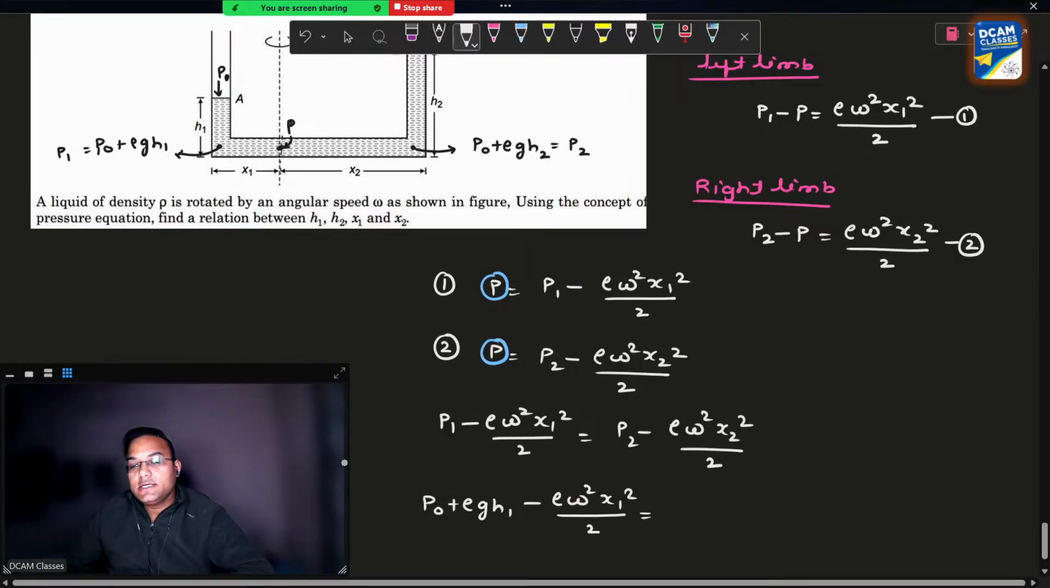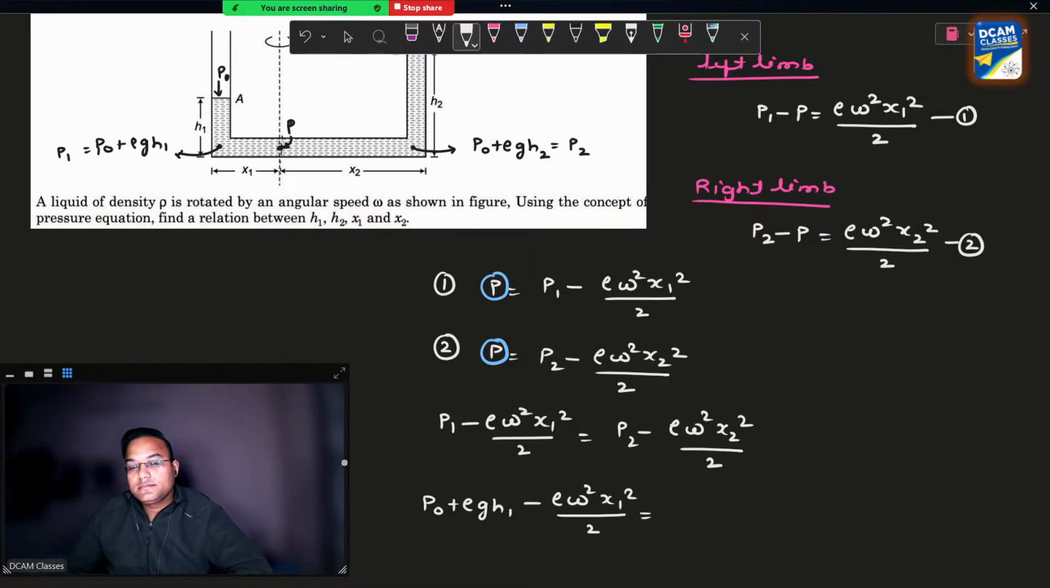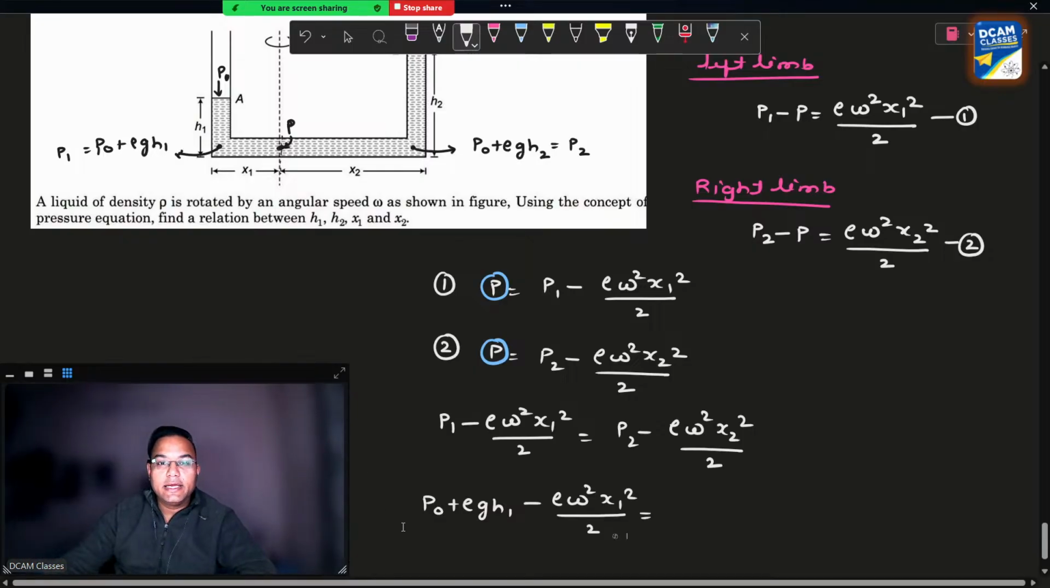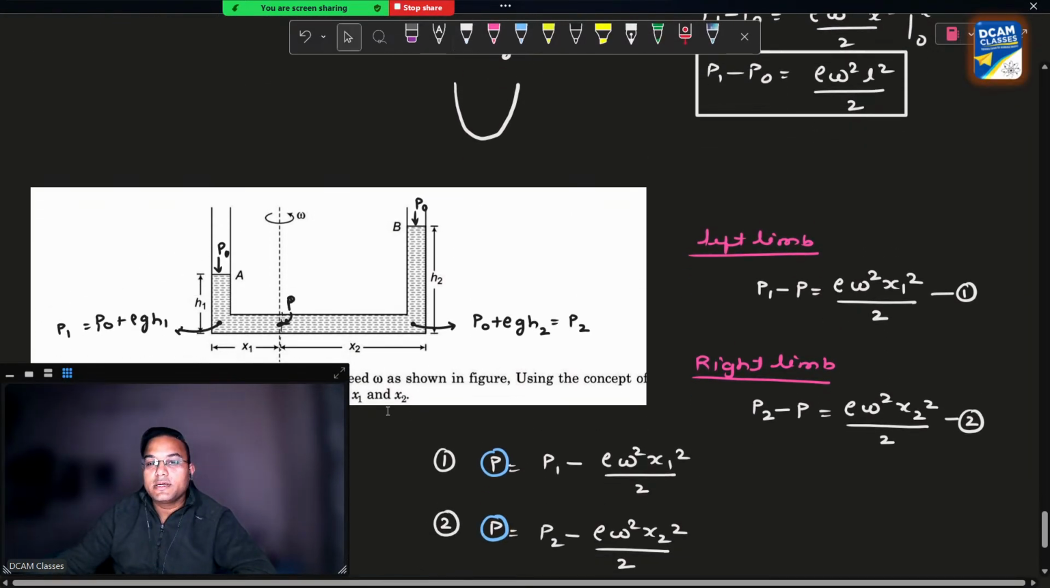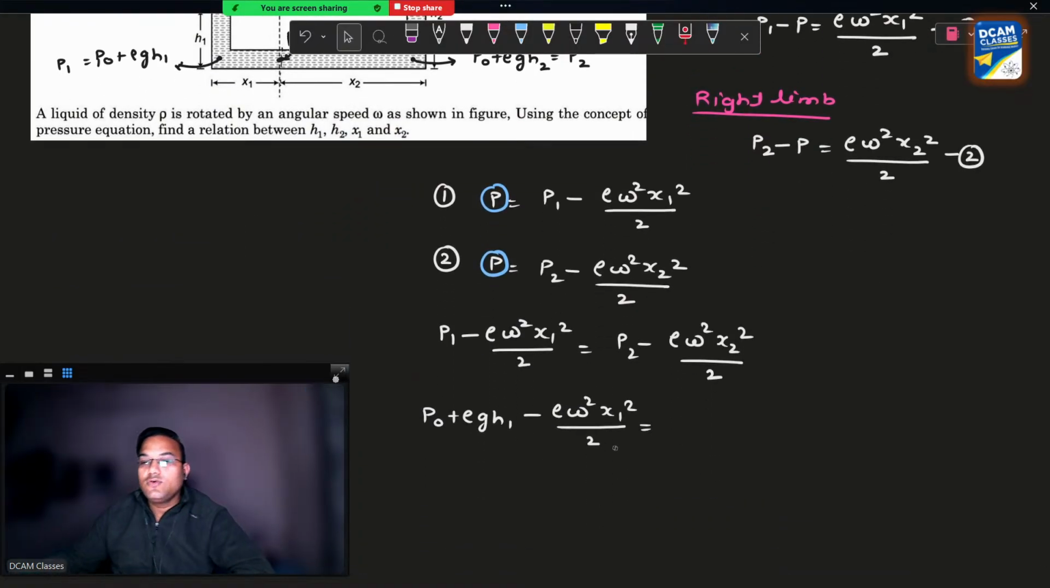It was not easy, but it demanded some of your thinking. We cannot take P is equal to P naught. We can only take some pressure as P naught when the surface is open to atmosphere. Like here, the left limb top surface I have taken as P naught because it is open to atmosphere. The right limb top surface is also open to atmosphere. That's why I have taken P naught. Whatever surfaces are open to atmosphere, we can take as P naught.